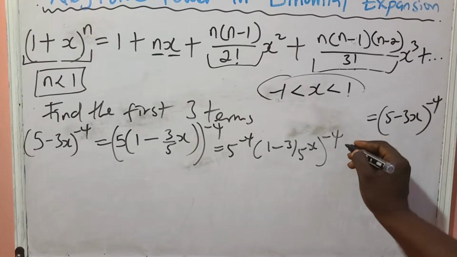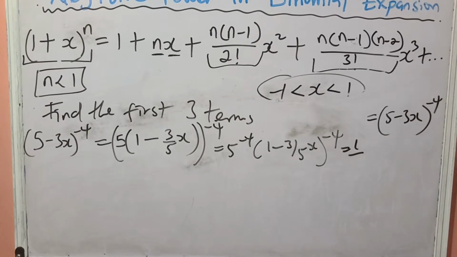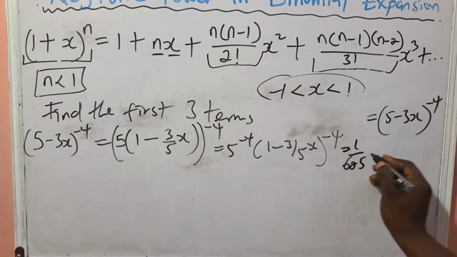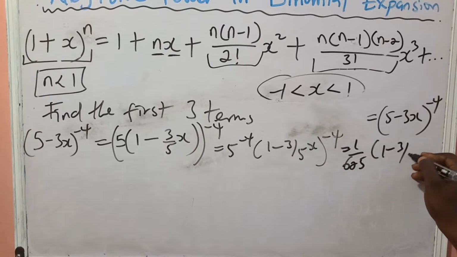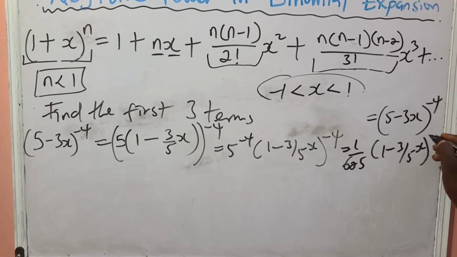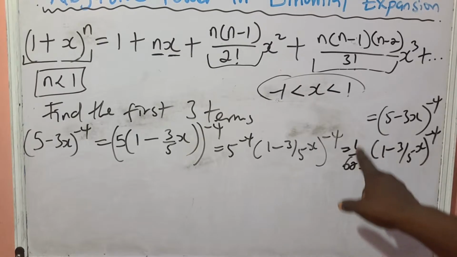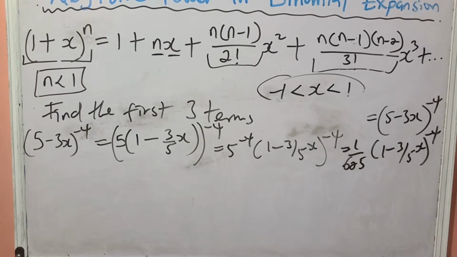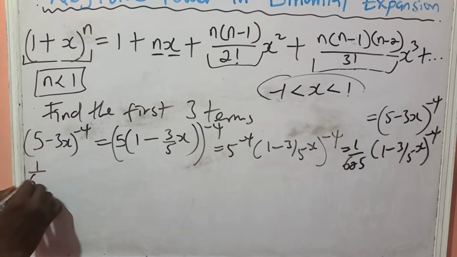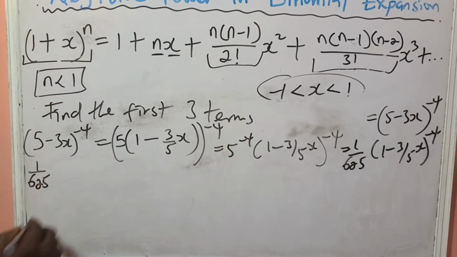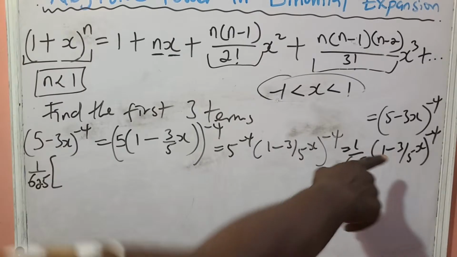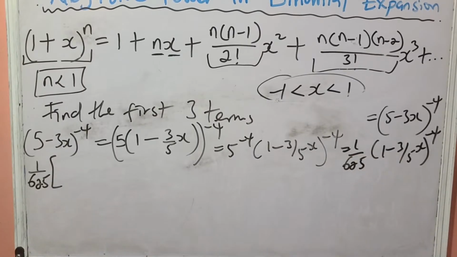Now, this is 1 over 5 raised to the power 4. 5 raised to the power 4 will be 625. Then we have 1 minus 3/5x, everything raised to the power of minus 4. So this is what we want to solve now. The first thing we're going to write is 1 over 625. Then we open our big bracket and solve for 1 minus 3/5x raised to the power minus 4.